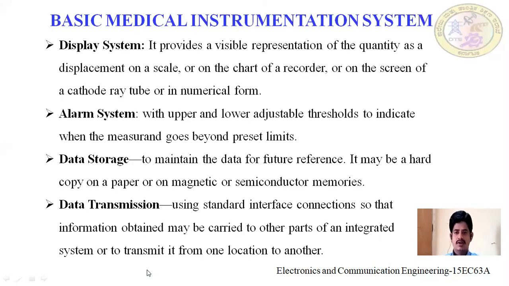So this is all about the instrumentation system, the basic medical instrumentation system. We have understood some basic things regarding the human body, the subsystems of the human body, then the medical instrumentation system, and the different sources of biomedical signals. Now we will get into the details of the human body.